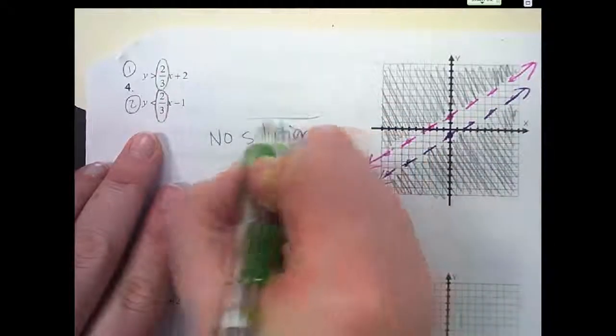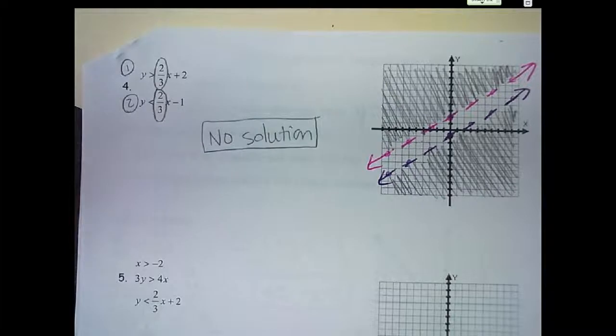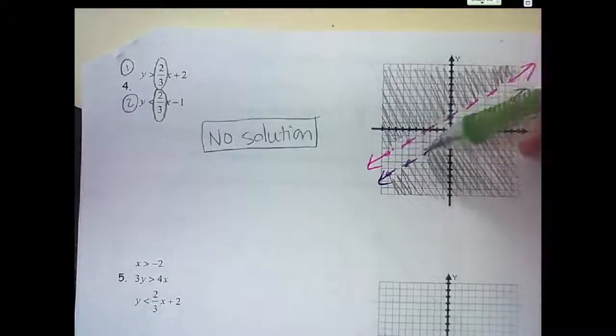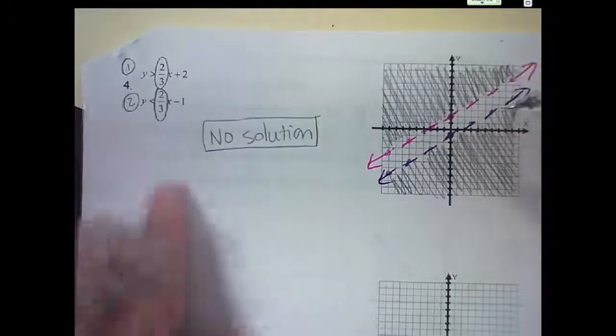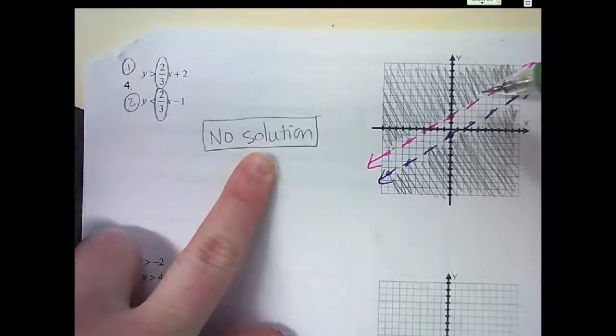The only thing I don't want you to assume is that just because they're parallel lines, that's always no solution on inequalities. Because you could have some where this is shaded above, this is shaded below, and the solution is the area in between the lines. Okay, it just depends on what the signs are. So don't assume it's no solution.